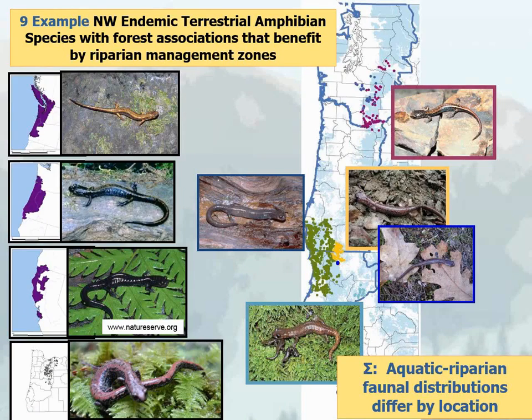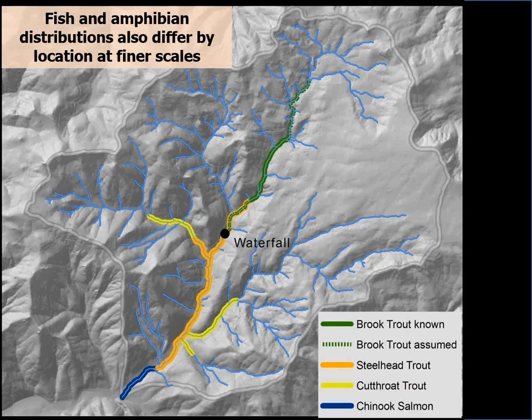Other terrestrial amphibians that have benefits, or some of their habitats are in riparian zones, are listed here. These are more of the plethodontid salamanders, but again, if you look at their maps, they have very restricted distributions. So if you were to go anywhere in the moist coniferous forests of the west side, you would get a different species complex depending on where you landed. And that is because these species distributions are very restricted, and you'll just get a different complement in different places.